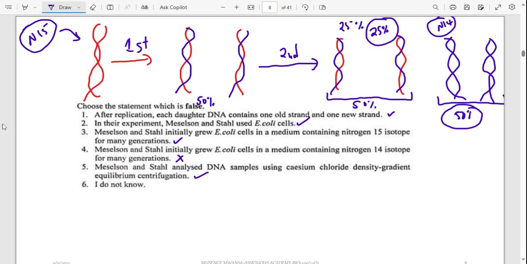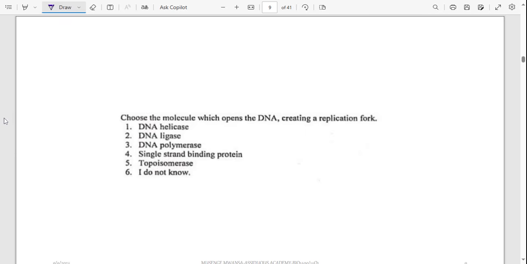You can still follow that to understand our class on replication. Choose a molecule which opens the DNA, creating a replication fork. So what forms the replication fork is DNA helicase, right?